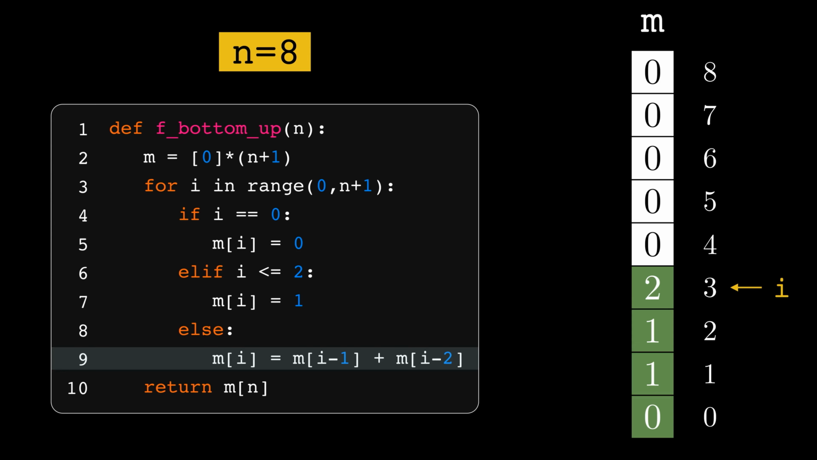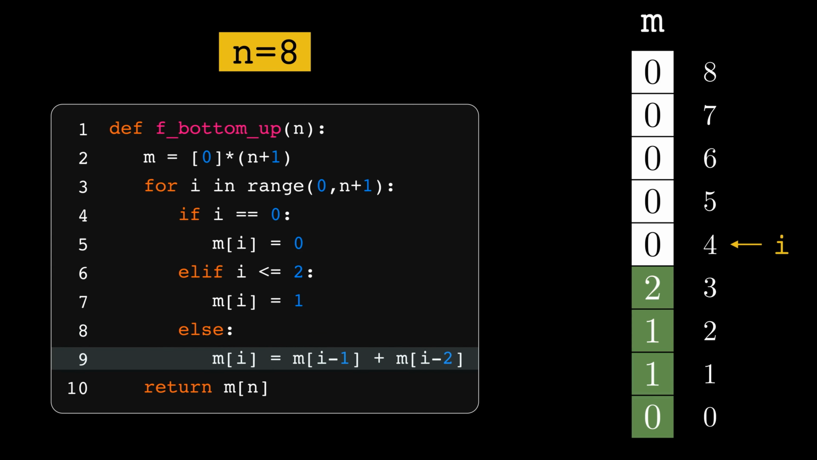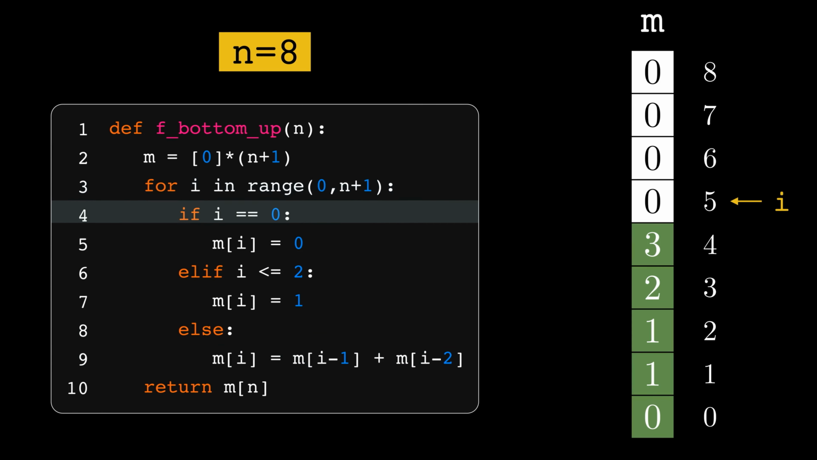The for loop will terminate when i is equal to n plus 1, and we will finally return the element at the last position in the array, or as you can see in the animation, the top element in the array.